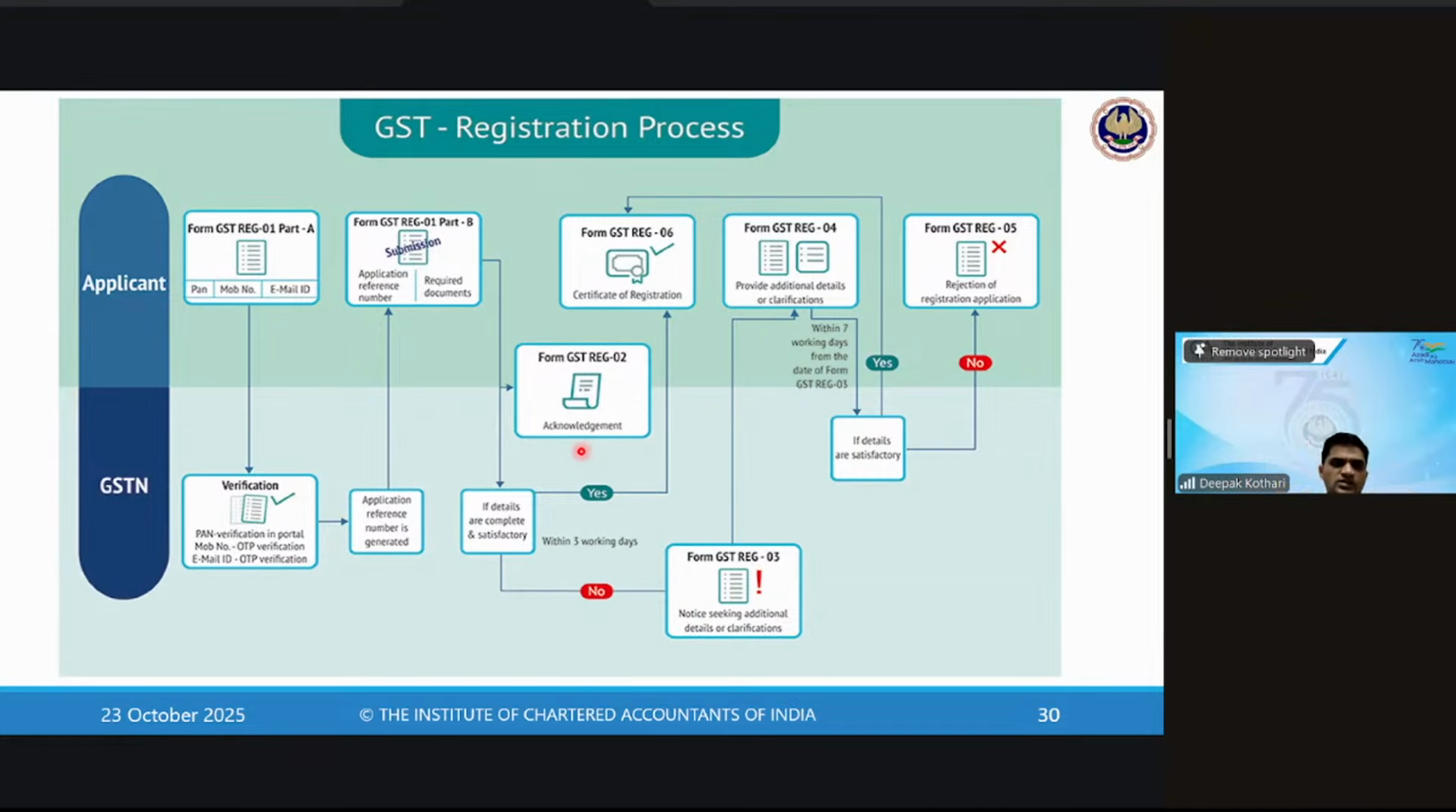Okay, registration procedure. Apply for registration through REG 01. इसमें आपको क्या क्या डिटेल देना है? आपको पैन देना है, मोबाइल नंबर देना, ईमेल आईडी देना. In first registration you don't have a registration number, आप डायरेक्टली जीएसटी पोर्टल पे जाएंगे, gst.gov.in. वहां पे Apply for Registration आएगा, click on that. REG 1 फॉर्म खुलेगा, उसमें 3 डिटेल पूछेगा.